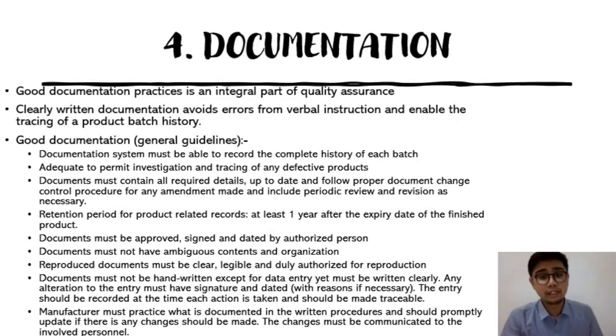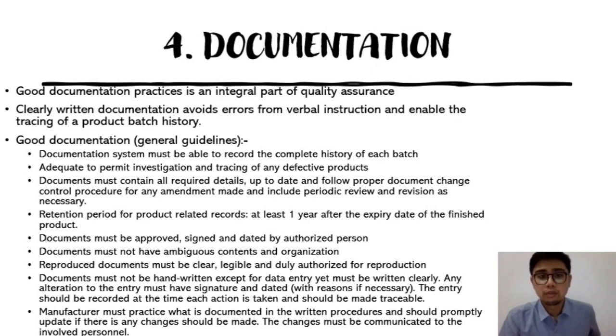As you can see in the slide, there are general guidelines in good documentation practice. Basically, the documentation system must be able to record complete batch history to permit adequate investigation and tracing of any defective products. The documents also must contain complete and required information and must be retained at least 1 year after the product expiry for documents related to the product manufacturing.